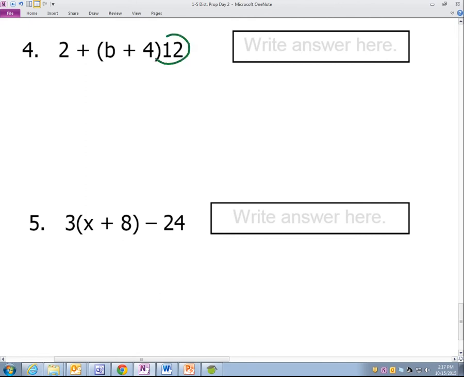So it's on this side, but I'm still going to go over here, and I'm going to distribute it to these ones. This 2 comes along for the ride. It's just chilling. Then I got the 12b, because 12 times b is 12b. Then I have 48, because 12 times 4 is 48.